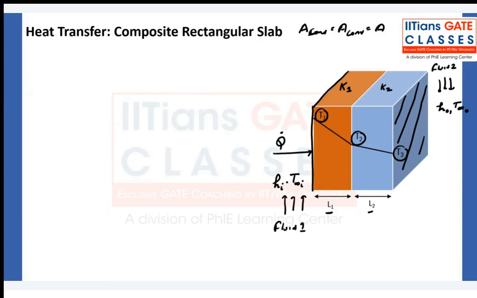For conduction we take the perpendicular area. For convection we take the area of heat transfer, the area that is exposed to the fluid. So what area is exposed to the fluid? The fluid is flowing on this side, on this area, and this fluid is flowing on this area as well. Is it clear?